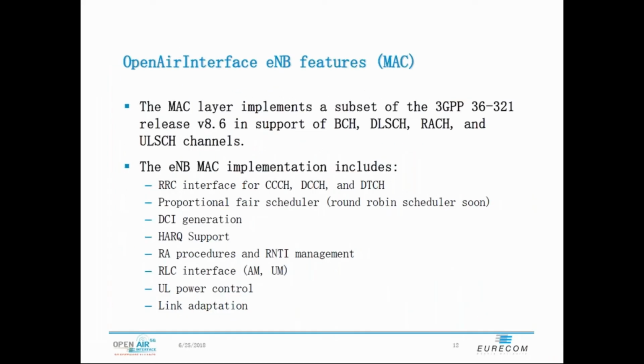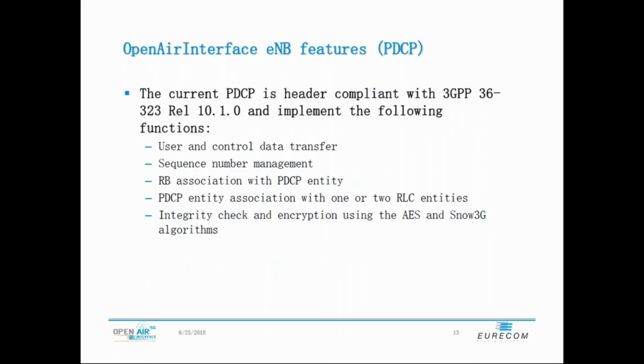Very quickly on the MAC layer, we have a subset of release 8.6 that is implemented, and this is something that is going forward. You can see some of these keywords here, and this is pretty standard terminology in 3GPP that you would want to be implemented in an eNodeB if it were to work with real commercial UEs. PDCP is release 10 compliant, and it has all the necessary features to be able to interface with the EPC on the other side and with the UEs on the downside. So this is also part of the standard code.